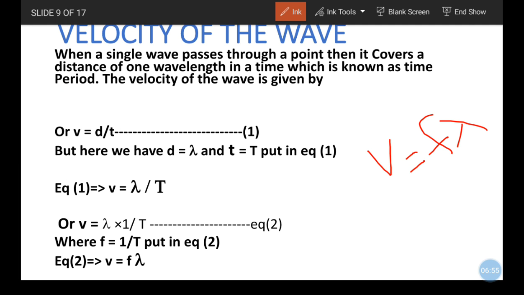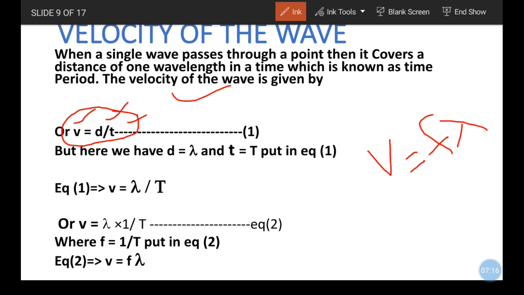And it does so in a time which is known as time period. The time during which a single wave passes through a point is known as time period. So the velocity of the wave is given by, here we will use the distance formula. As we have read in class 9 kinematics, velocity is equal to displacement upon time.